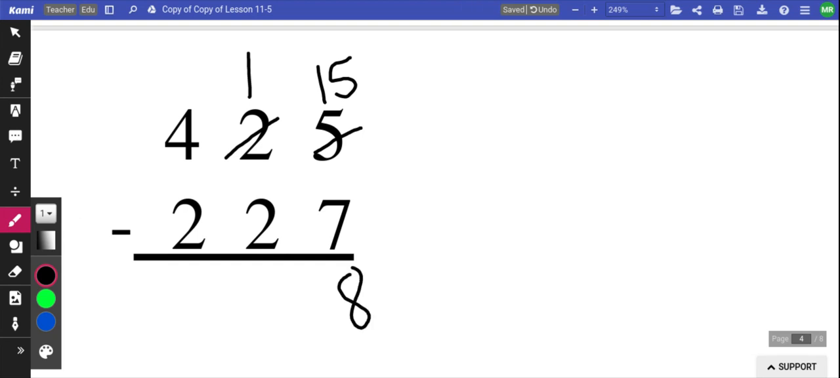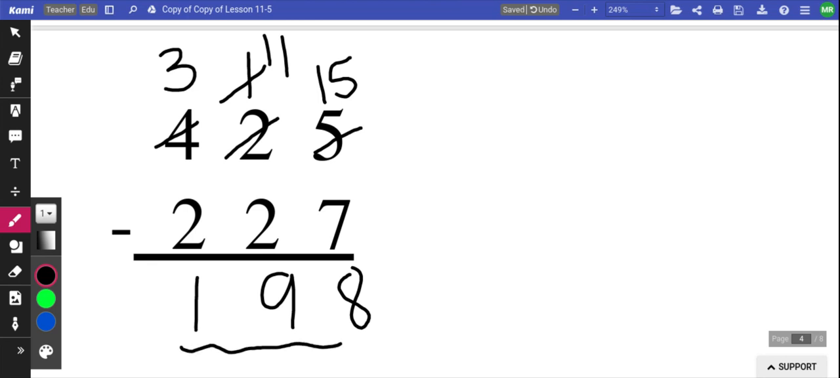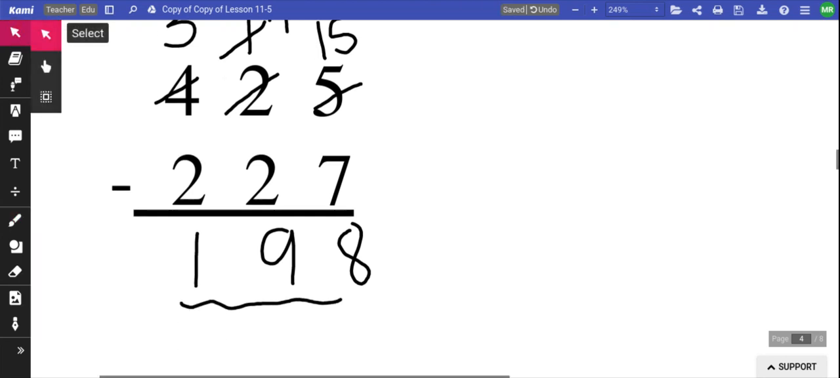Then I go to the tens. 1 cookie. Can I eat 2? I can't. Oh no. So now I've got to go to the hundreds again. This 400 is going to become 300, and this 1 ten is going to become 11 tens. 11 tens minus 2 tens is 9 tens. 300s minus 200s is 100. Left with 198.